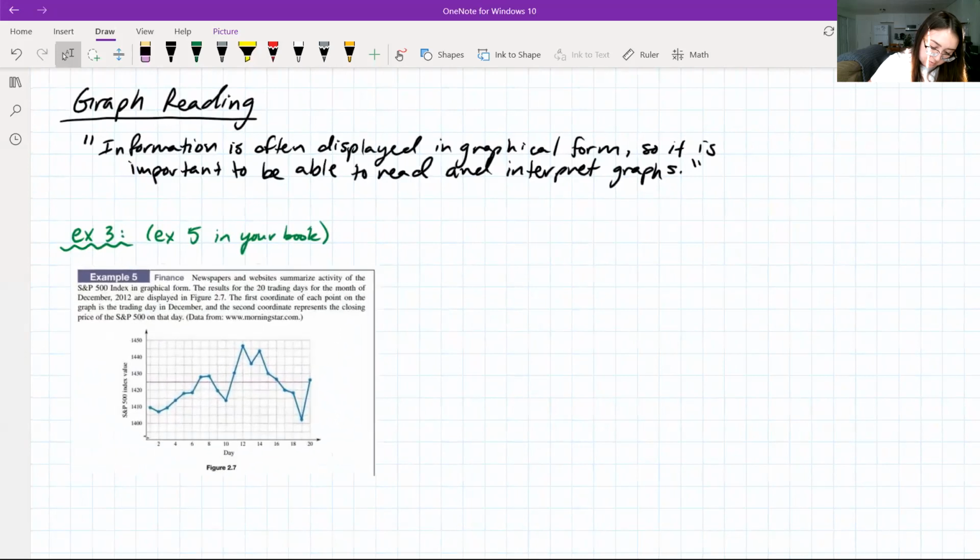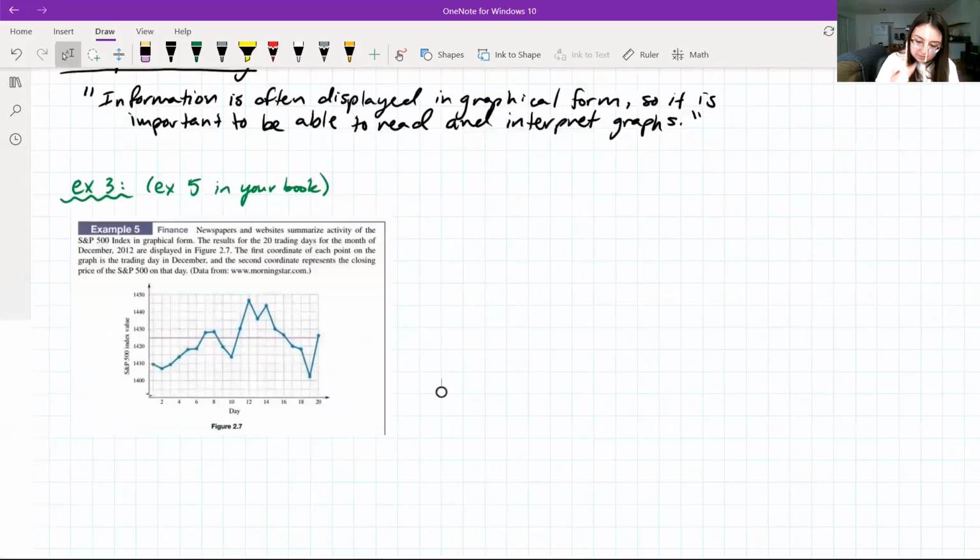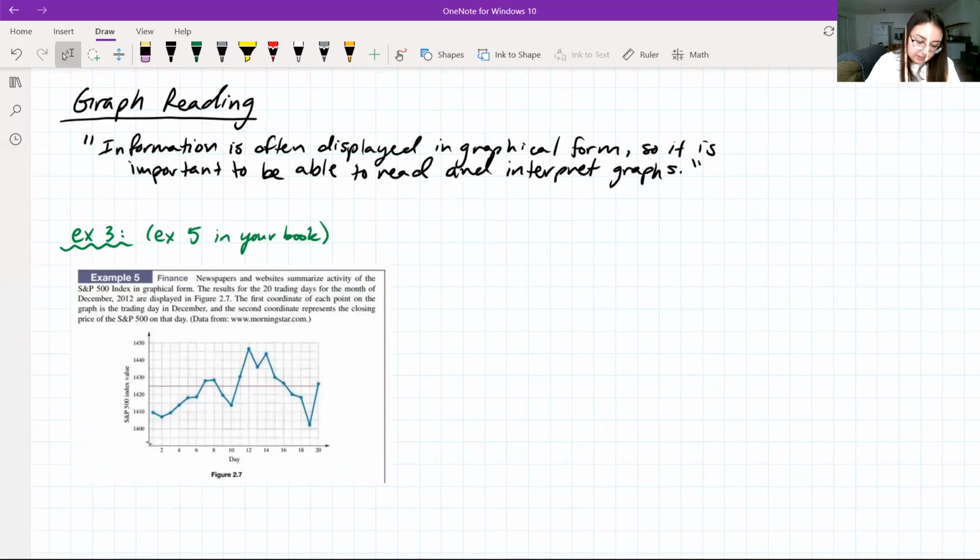So I'll make this a little bit bigger. So our example here is that finance newspapers and websites summarize activity of the S&P 500 index in graphical form. The results for the 20 trading days for the month of December 2012 are displayed in figure 2.7. So that's 2.7 that we're looking at. The first coordinate of each point on the graph is the trading day in December, and the second coordinate represents the closing price of the S&P 500 on that day. And the data is from www.morningstar.com if you ever wanted to check.